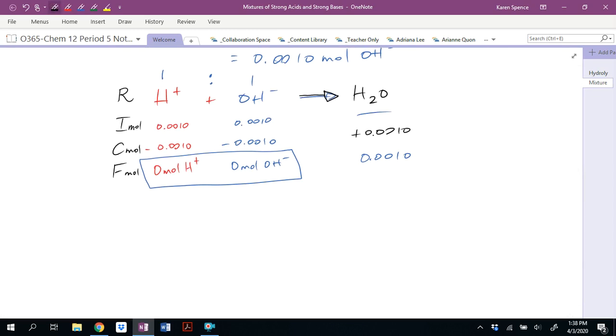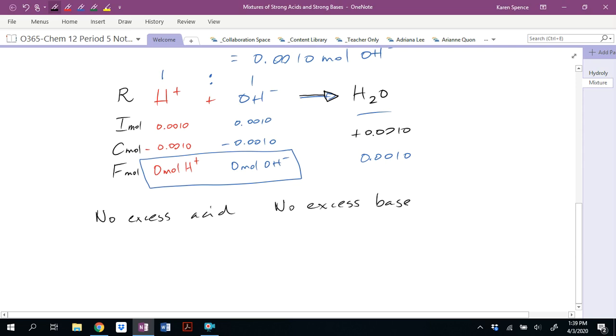And you have no excess acid and no excess base. So the solution is neutral. And if it is neutral, then the pH is 7. Gosh, that was long and involved for such a simple thing. I hope you listened to that on 2 times speed.